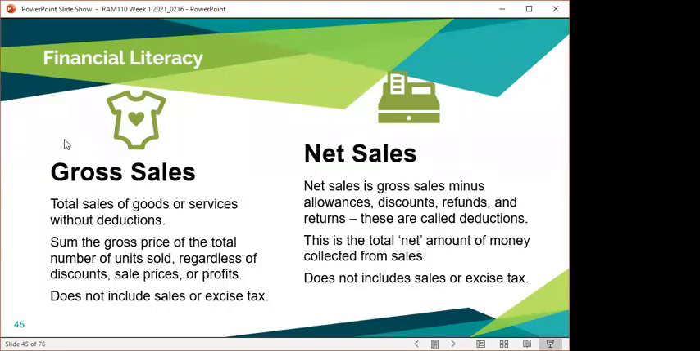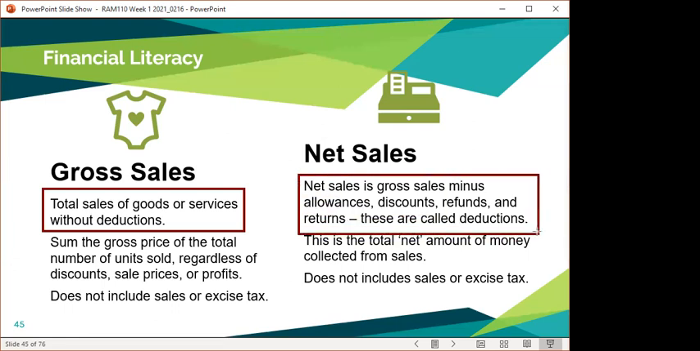So gross sales, the total sales of goods or services without deductions. Okay, no deductions, no discounts, no price reductions, no returns. It excludes all those things. It's just the total sale. So if you sold something for $50 and you got $50, great. If you tried to sell it for $50 but got 25, the gross sale is still 50 because you're not including the discount that you gave. So gross sales doesn't mean you got that money. It just means that's what you tried to sell it for.